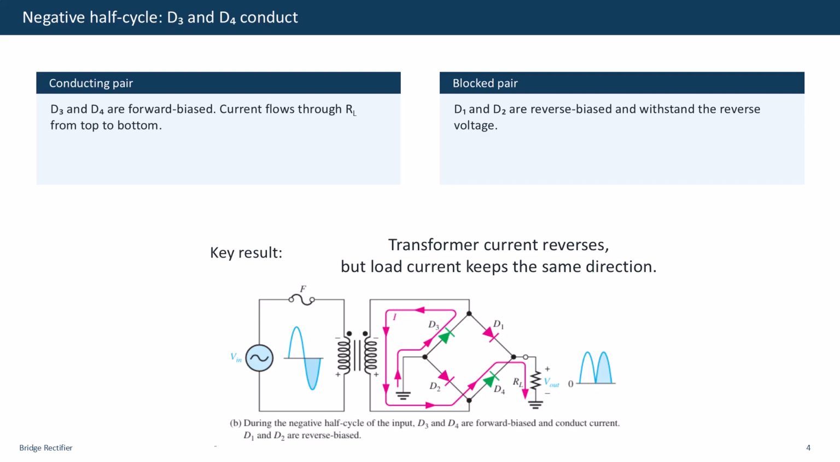The conducting path is from the lower end of the secondary, through D4, through the load from top to bottom, through D3, and back to the upper end of the secondary. Although the transformer current reverses, the load current again flows in the same direction. This steering action of the bridge converts both input half cycles into positive load voltage pulses.